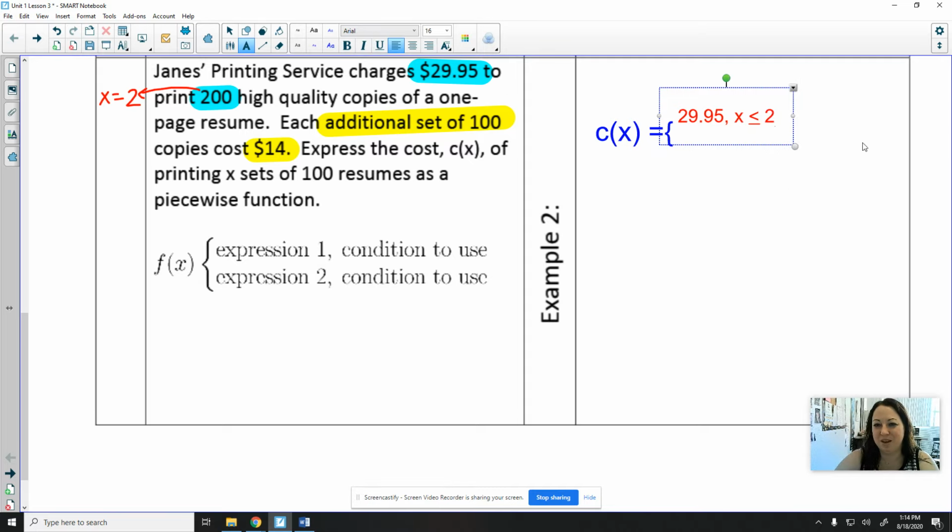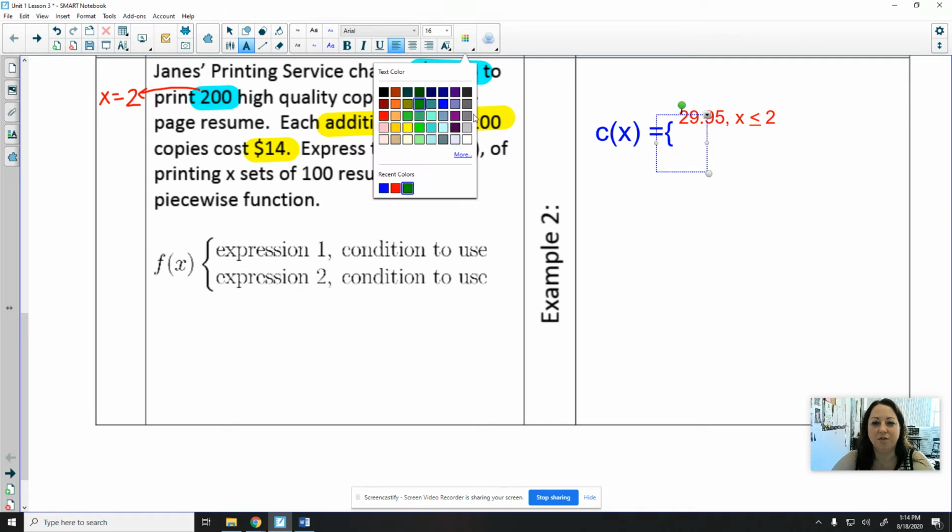Excellent. Look at my condition. It works out beautifully there. So that's my first condition. It's a flat $29.95 for those first 200 sets. I'm going to set up my second condition. I'm going to change the color just for fun.